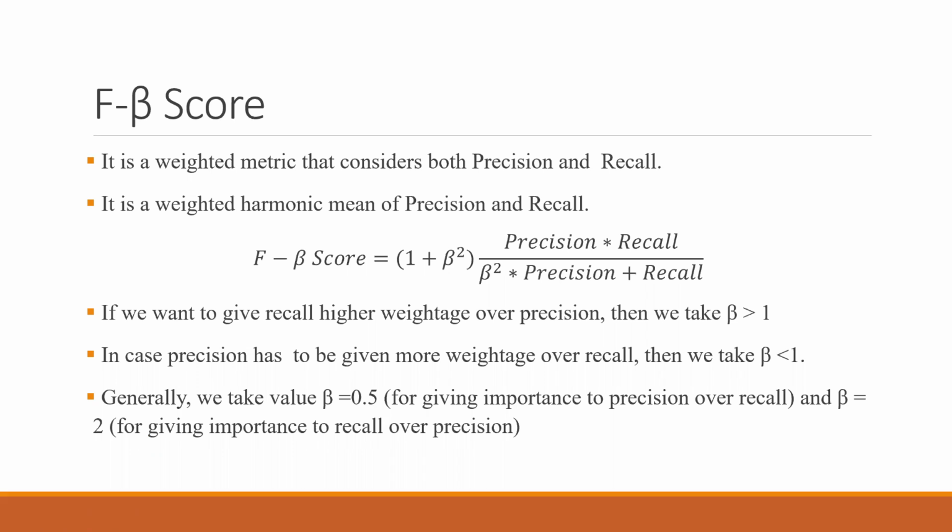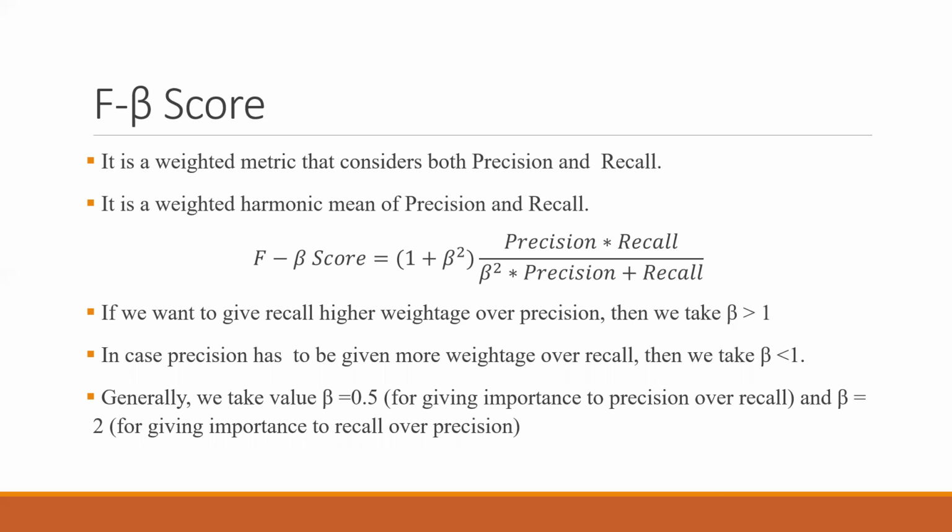So F beta score is a weighted metric that considers both the precision and recall. If you see the formula, just by using precision and recall, manipulating them along with the beta square value, we are getting the value of F beta. And beta can have different numbers. Beta can be 1.5, more than 1. So there are three classes here. If it is equal to 1, then it is called F beta score. And if you want to give recall more weightage, then you can make beta more than 1.